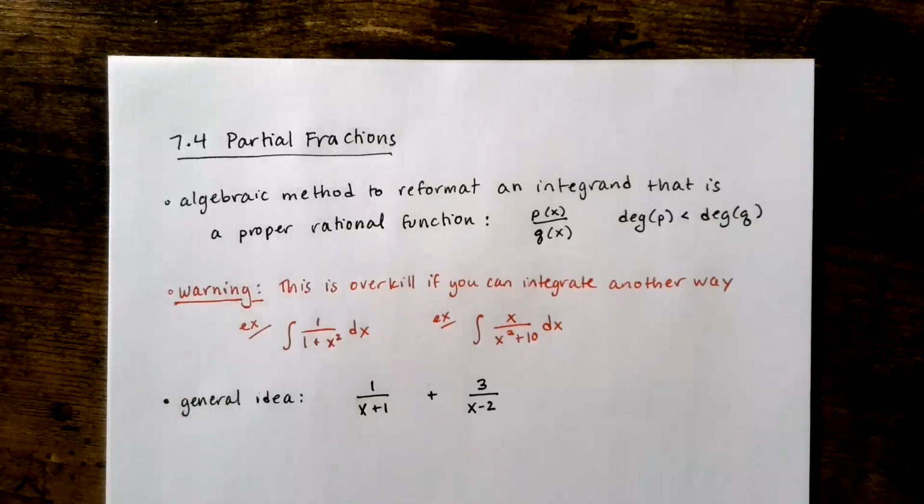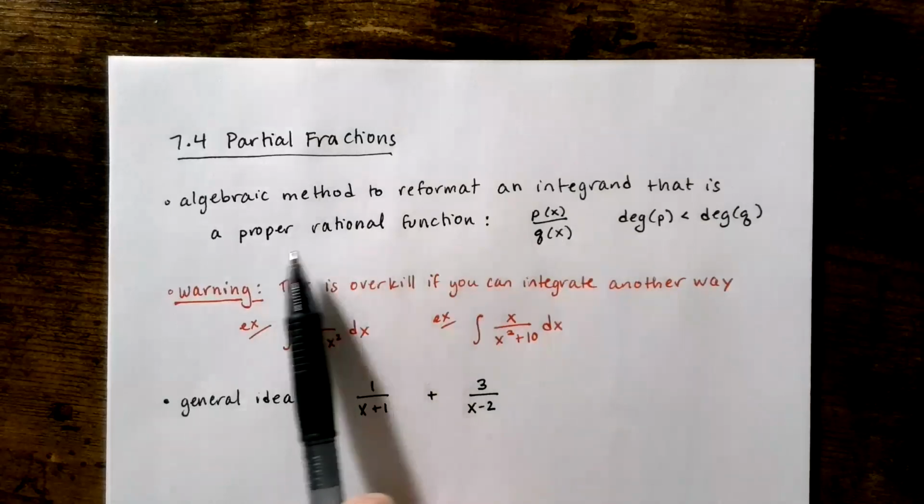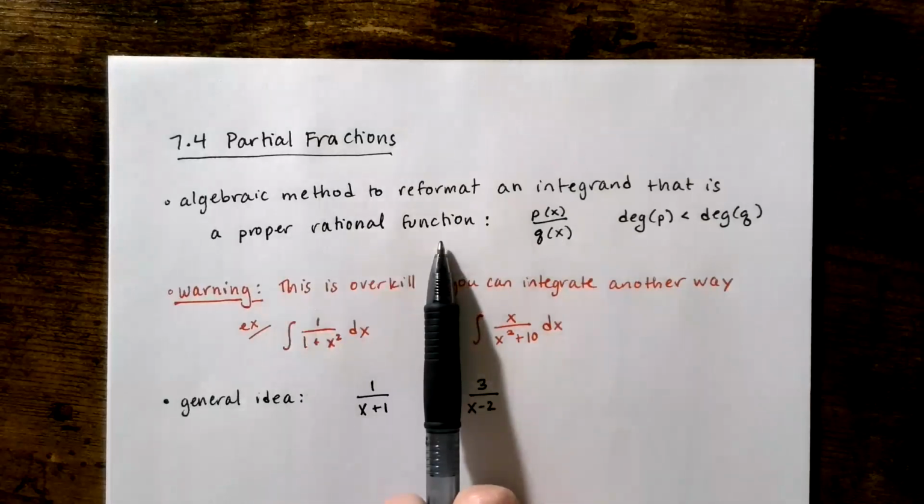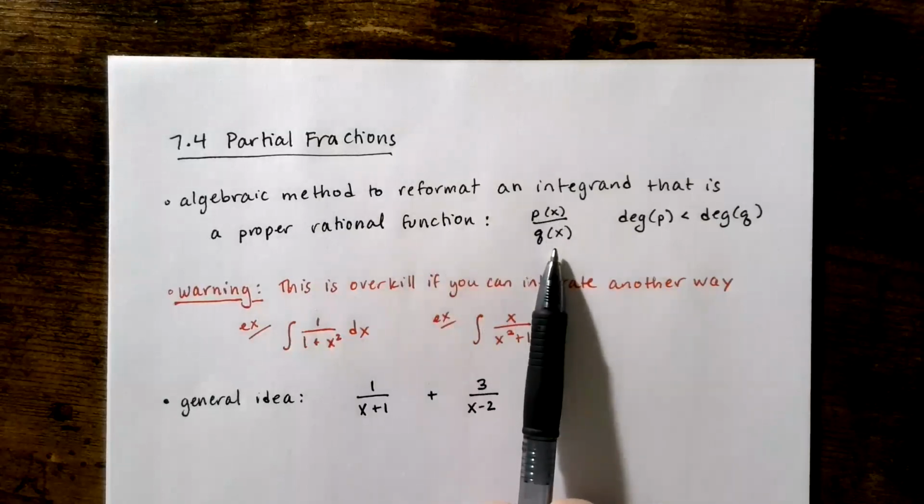It's not an integration method. It's not like U substitution or integration by parts. It's really just algebra. So it's an algebraic method that reformats an integrand. Specifically, we're working with integrands that are proper rational functions. So a rational function is always a polynomial divided by another polynomial.